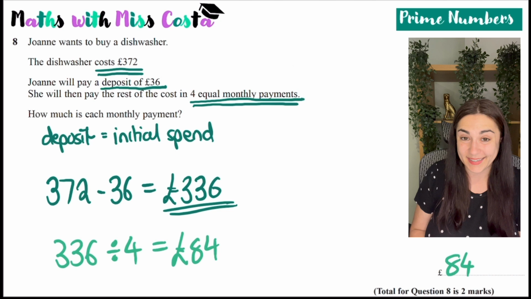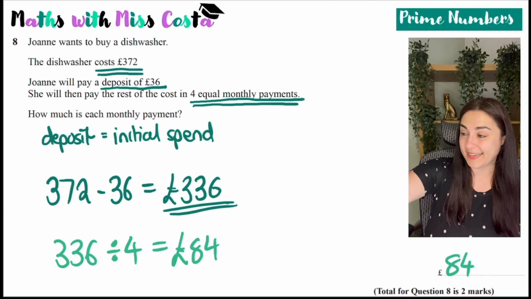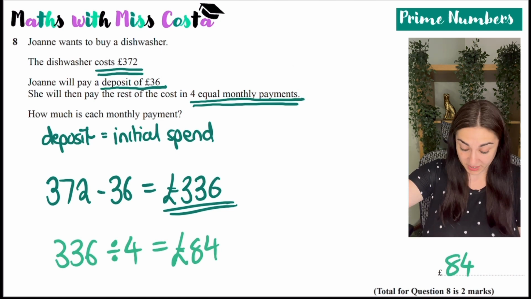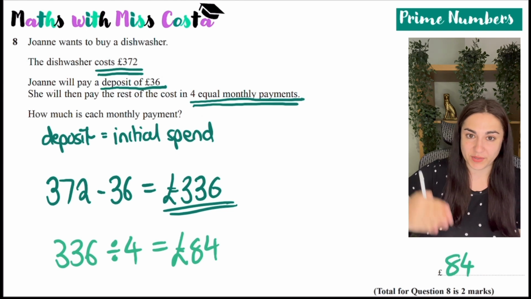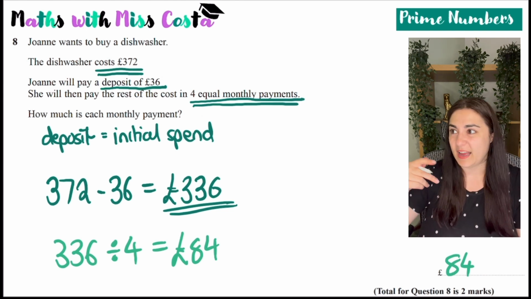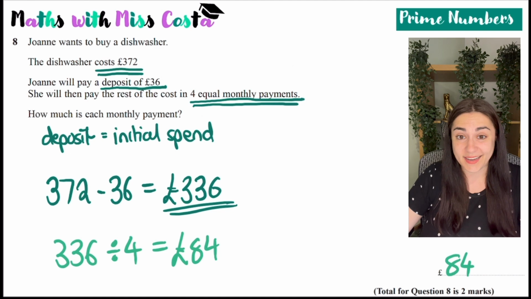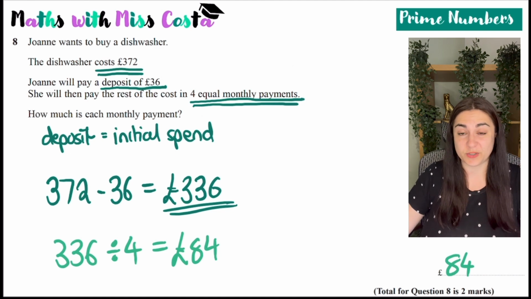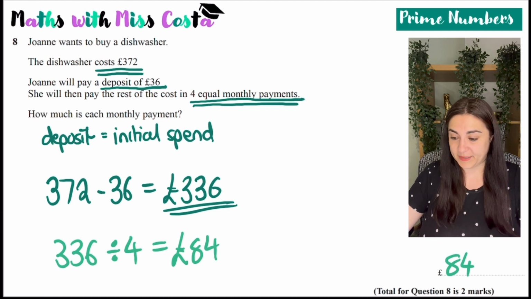So remember, deposit is the initial spend. You place it down to hold your purchase, and then the rest is what you'd split into monthly payments. That's how a lot of people buy phones these days. You pay an initial deposit and then each month you pay a certain amount, or cars, any kind of high value item.